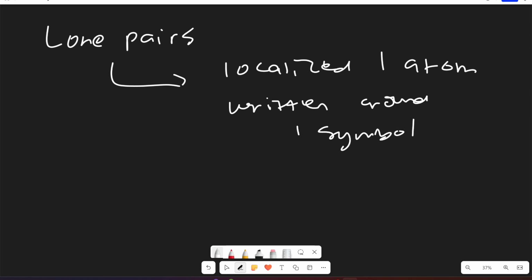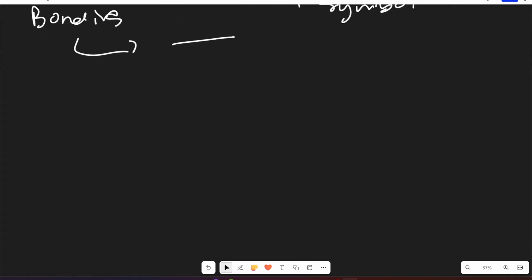And then for bonding pairs, there'll basically just be lines between the bonds. That's pretty much it. It's not as important to know the exact model. It's basically a pre-thing for Lewis dot structures, which we'll get into.